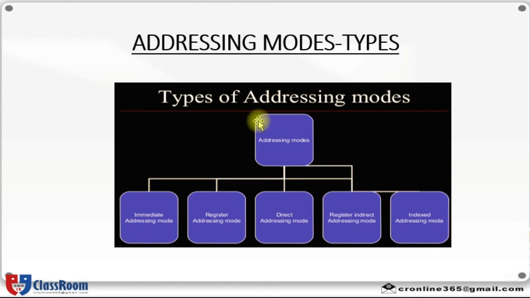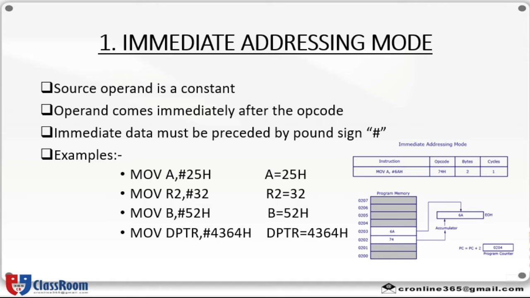There are 5 types of addressing modes. They are immediate addressing mode, register addressing mode, direct addressing mode, register indirect addressing mode, and indexed addressing mode. We will see each of these addressing modes in detail. First one, immediate addressing mode.